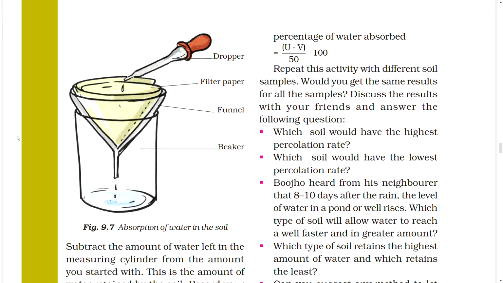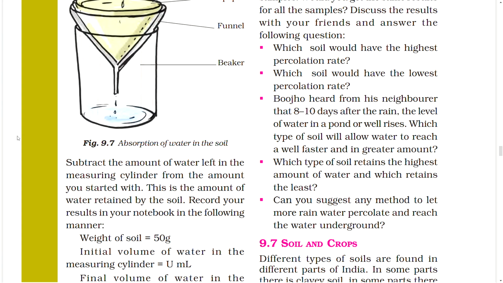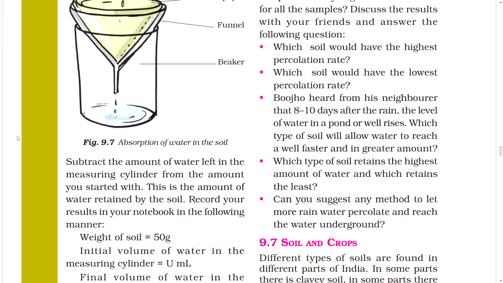Bojo heard from his neighbor that 8 to 10 days after the rain, the level of water in a pond or well rises. Which type of soil will allow water to reach a well faster and in greater amount? Which type of soil retains the highest amount of water and which retains the least? Can you suggest any method to let more rainwater percolate and reach the water underground?